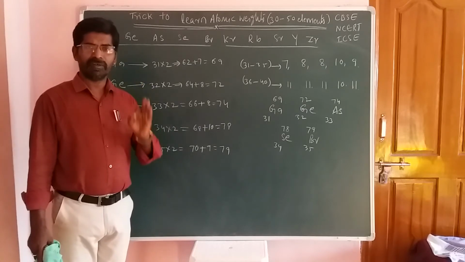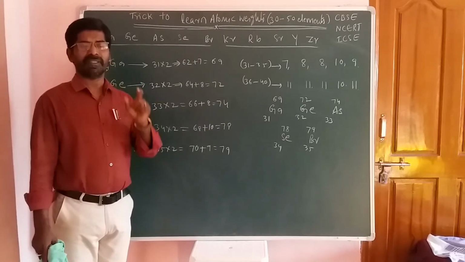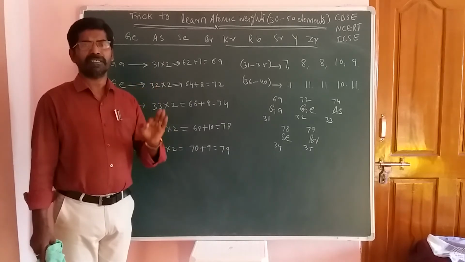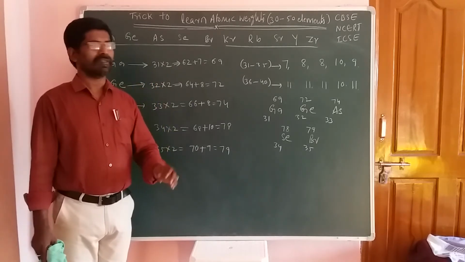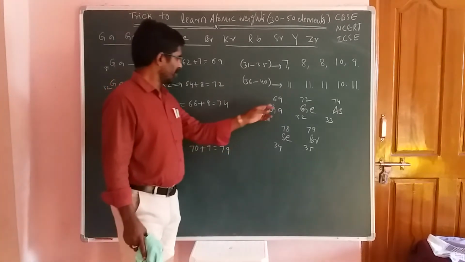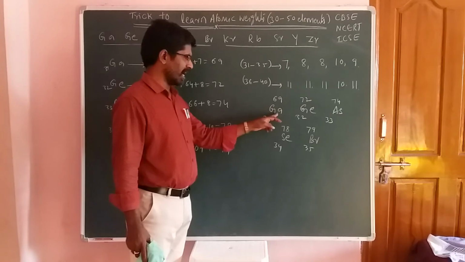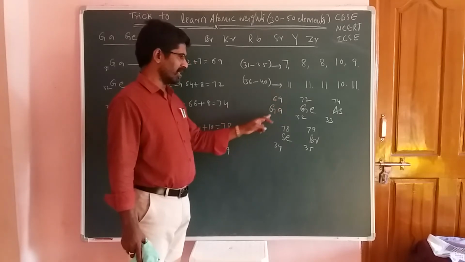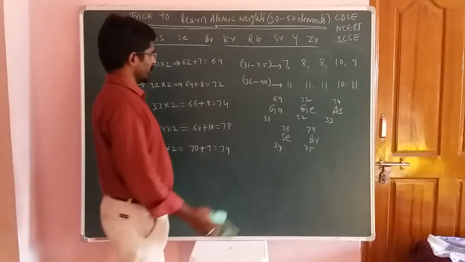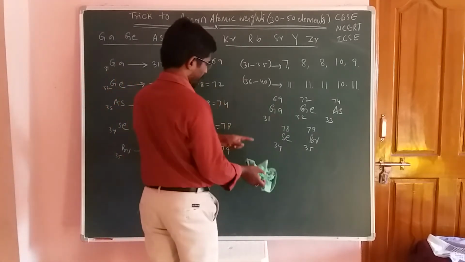Now you have to find out the number of neutrons. Number of neutrons is equal to mass number minus atomic number. Then you should get the number of neutrons. For example, if you take gallium, the mass number is 69 minus 31. So you get the final answer. Students, all of you do these problems, each and every one up to 35.